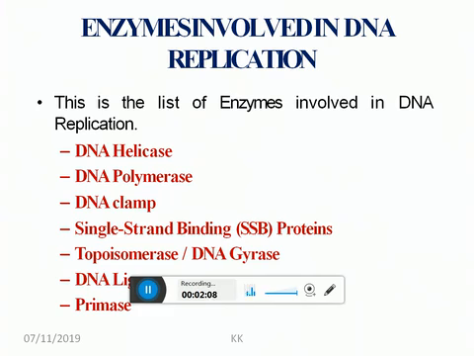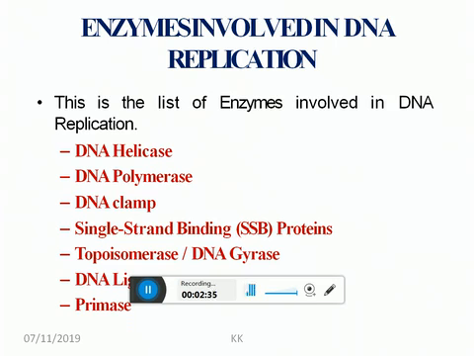Then what are the enzymes involved in DNA replication? Above, the slides indicate what replication is. Now we are going to see the enzymes involved in replication: DNA helicase, DNA polymerase, DNA clamp, single strand binding proteins, topoisomerase, DNA ligase and primase. These are the enzymes involved in DNA replication.